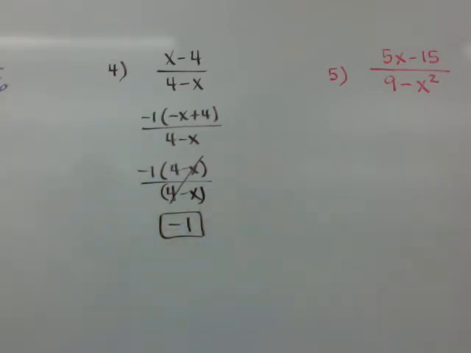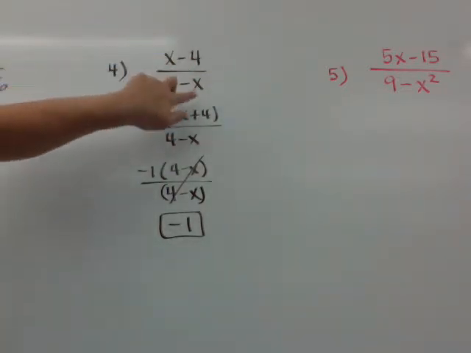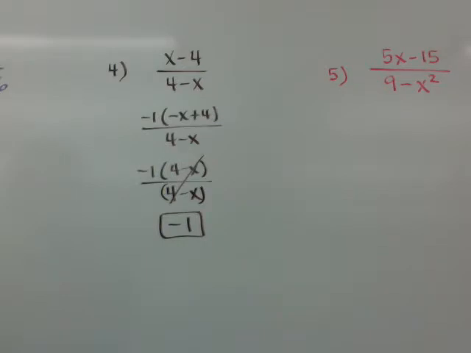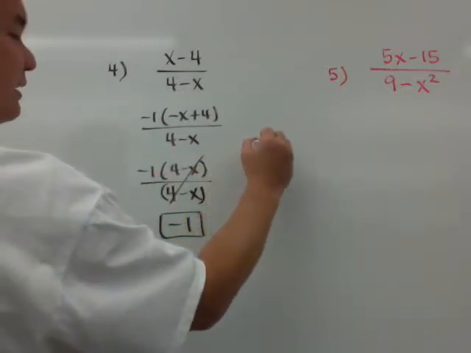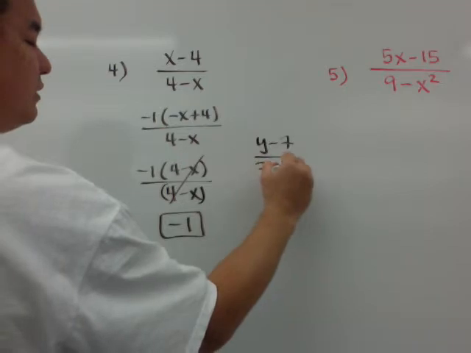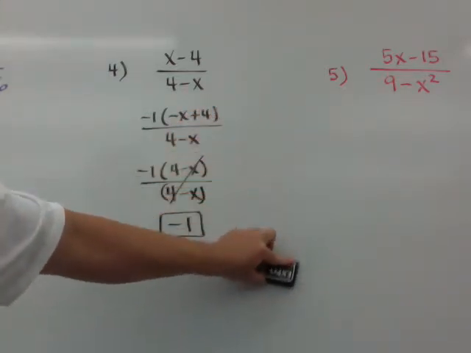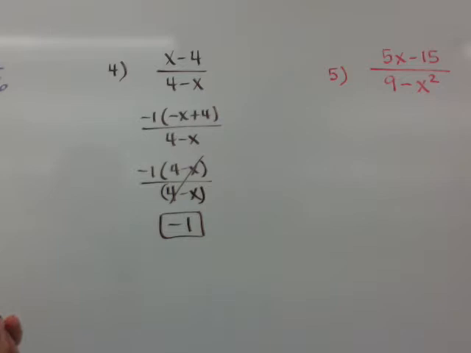Okay, so this is one of the tricky ones. If you see that these two are the same, the x and the 4, you can pull a negative 1 out of either the top or the bottom. I could have factored it out of the bottom. Either way would have been the same. So even if I had y minus 7 over 7 minus y, as long as these two are the same, you can factor out the negative 1. And you'll see what I mean when we go to number 5.